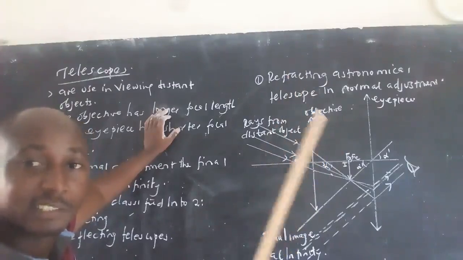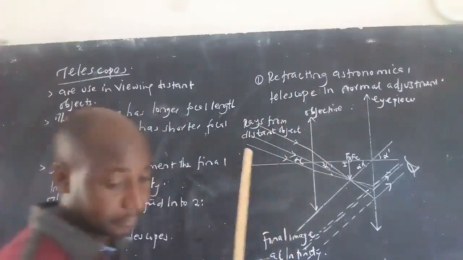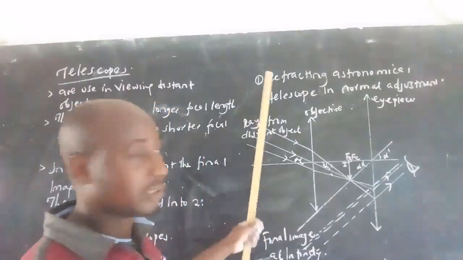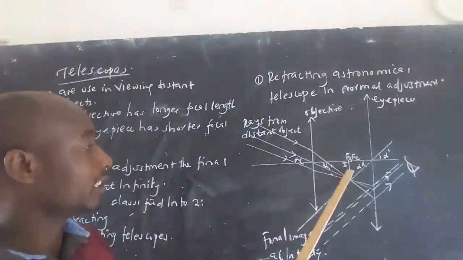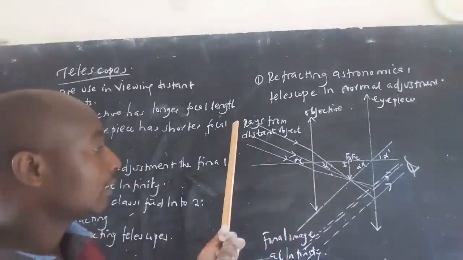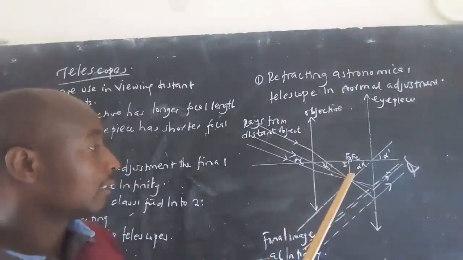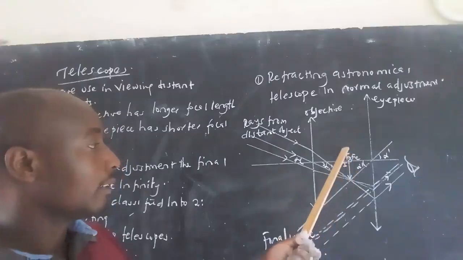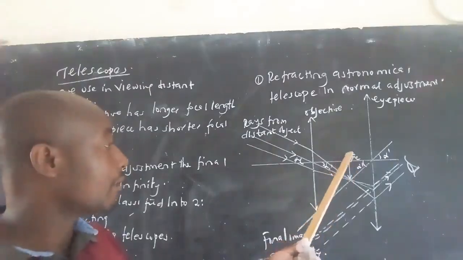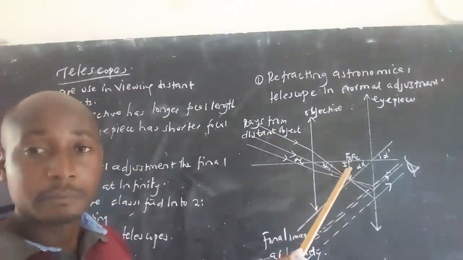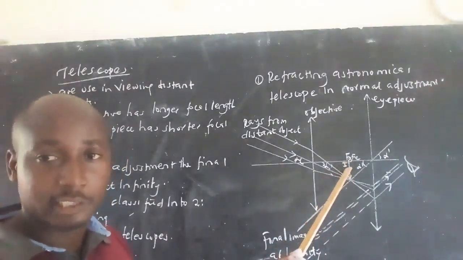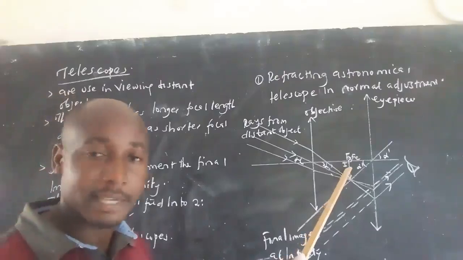You understand? You are not seeing it using your eyes. So then after that, you draw the diagram. The separation is such a way that this one forms the image of a distant object at a point which coincides with its principal focus. This image formed is the intermediate image, and this image is real, inverted, and diminished. Don't forget to put those properties.